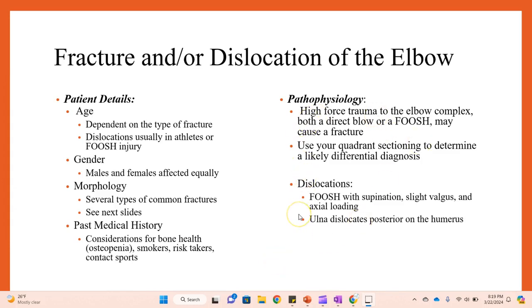Pathophysiology here is that high force trauma to the elbow complex, either with a direct blow or a Fuchs-style injury, may cause a fracture or a dislocation, or both. There's something called a fracture dislocation. So you're going to use your quadrant sectioning to determine a likely differential diagnosis.